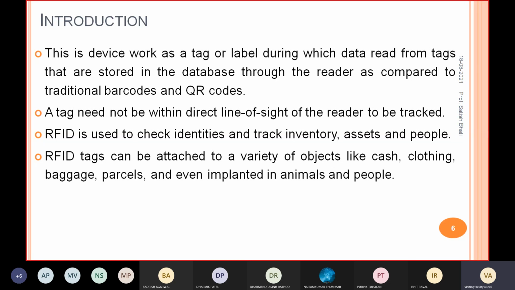So right now, whenever some material is transferred from one place to another place, if you want to track where exactly it reached, right? That information you can get, and in that you can use RFID.